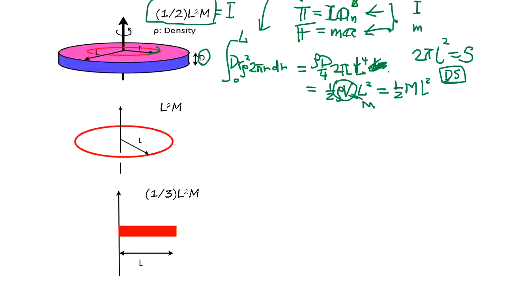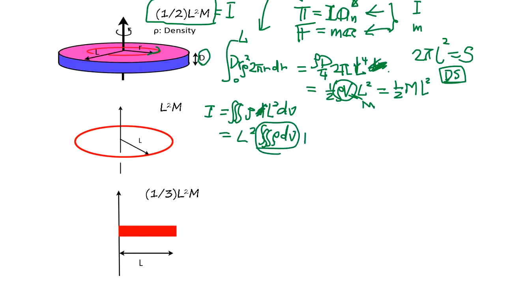Next one, it's a ring. The ring is going to be easy because for all the mass, the distance is constant. So we take L square, rho dV, and this is m. So it's going to be L square m.